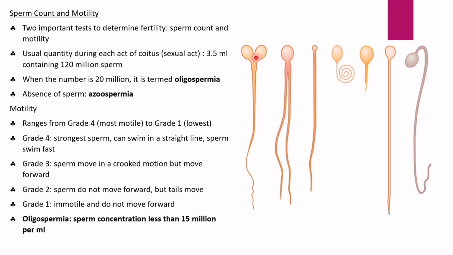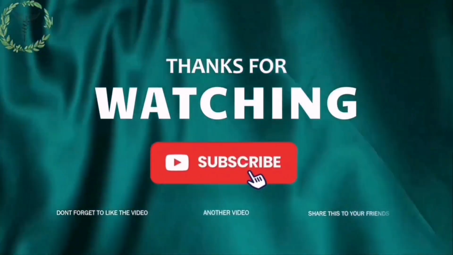Something to appreciate: we can even have sperm with defective shapes, double-headed, coiled. We should appreciate the fact that we can have absence of sperm, we can have insufficient sperm during the sexual act, and we can also have an excess of sperm during the sexual act.